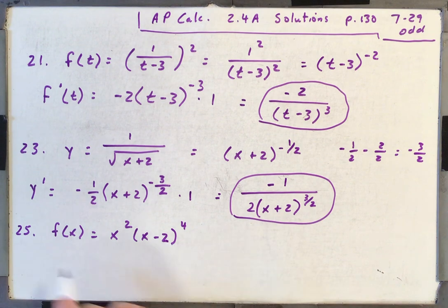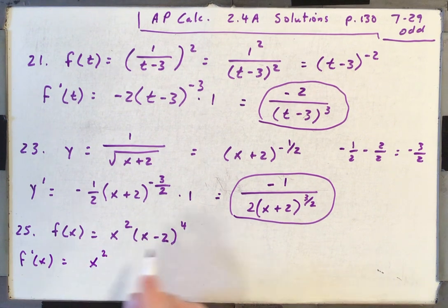Okay, this is going to be a product rule and a chain rule. So this is the first, x squared, times the derivative of the second. Okay, so times 4 times x minus 2 cubed. Bring the 4 out front. X minus 2, subtract 1. The derivative of the blob is 1.